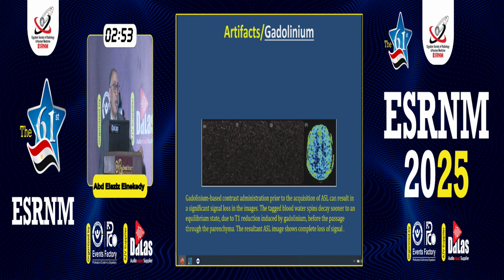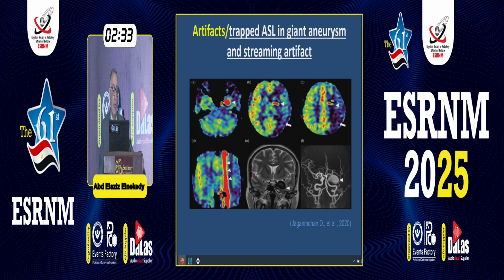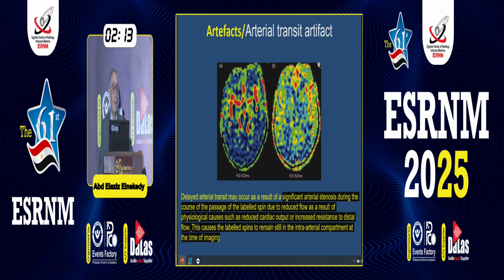Another thing, don't do ASL after gadolinium. This is a case of ASL after gadolinium, and repeated after clearance of the gadolinium, because gadolinium decreases the T1 relaxation time, resulting in rapid loss of signal, and failure of ASL. Sometimes the ASL is trapped in a giant aneurysm, like in this case, and it can give, due to pulsation effect, what is called streaming artifact, like in this image, in the coronal image. And of course, you should repeat with a more delay to see the perfusion upwards.